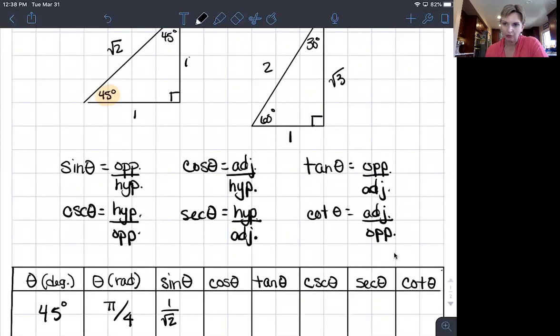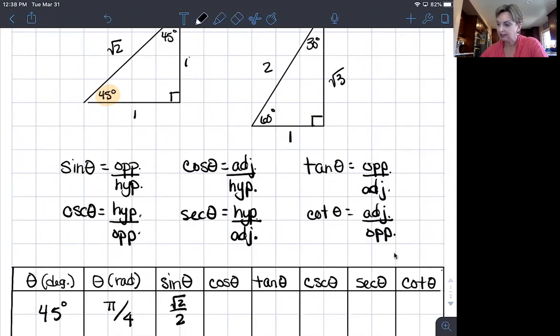But we can't have a square root in the denominator. So we're going to have to do a little playing around here by multiplying the top and bottom by the square root of 2. So we get rid of the square root in the bottom. So now the denominator is going to be the square root of 2 times square root of 2, which is 2. And this fraction now becomes the square root of 2 over 2. And that's the sine of 45 degrees.